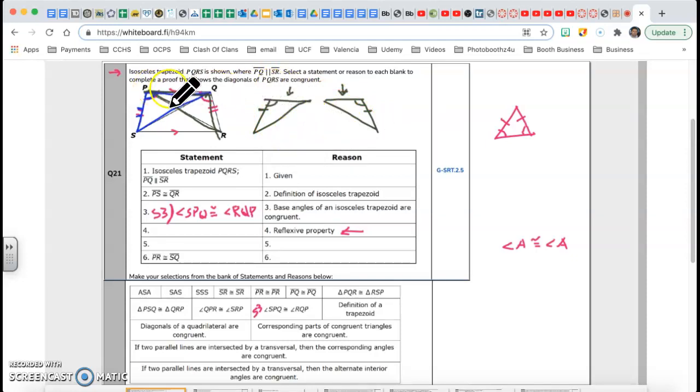So I'm assuming the reflexive property is from this segment on the top, PQ. Here we go. PQ congruent to PQ, because this is PQ. They share PQ. They share the same side. So both triangles share the same side. So PQ is congruent to PQ. Okay? And that's the reflexive property. And right now I have side, angle, side. Excellent.